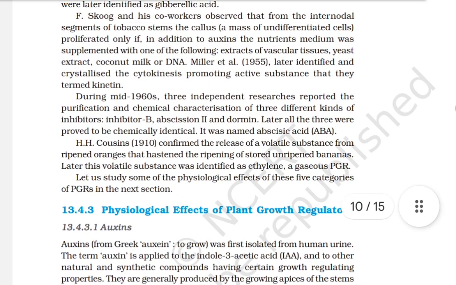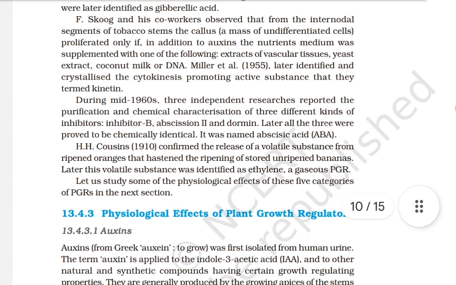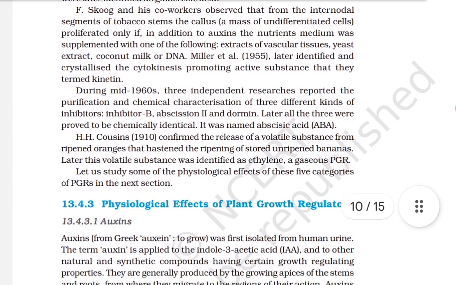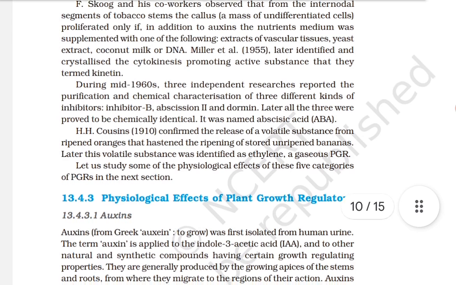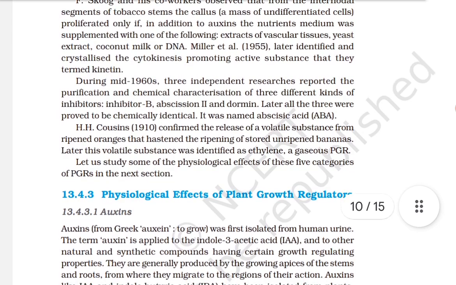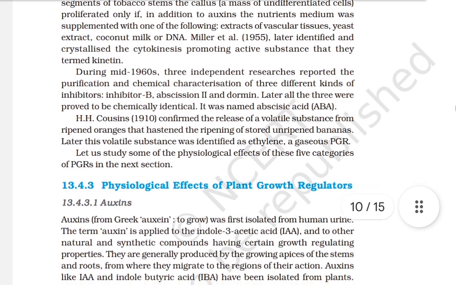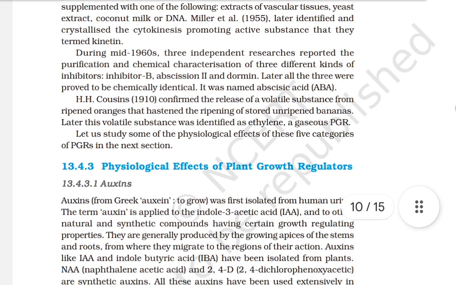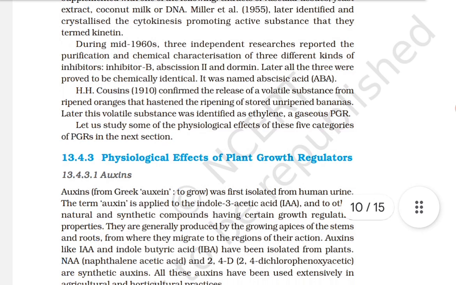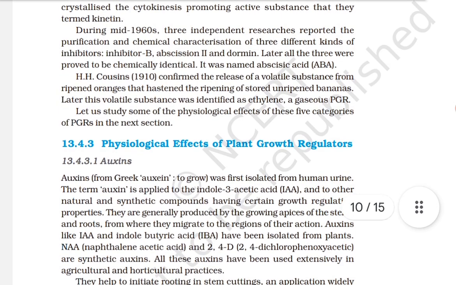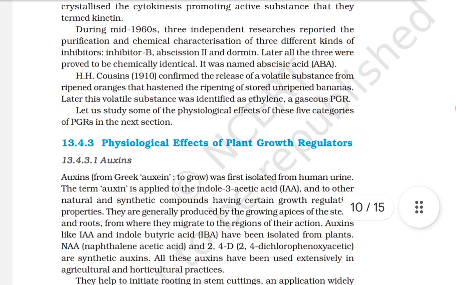H. Cousins in 1910 confirmed the release of a volatile substance from ripened oranges that hastened the ripening of stored unripened bananas. This volatile substance was later identified as ethylene, a gaseous plant growth regulator. Let us study some of the physiological effects of these 5 categories of plant growth regulators in the next section.